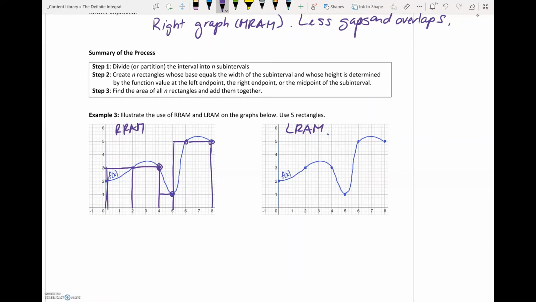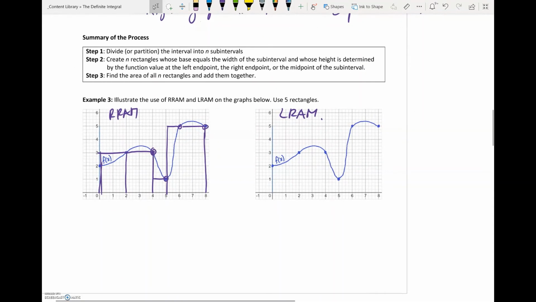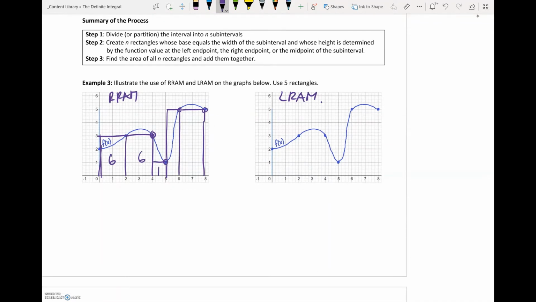And then we're going to find the area of each rectangle and add them together. So this will be 2 times 3, which is 6, 2 times 3, which is 6, 1 times 1, which is 1, and then 1 times 5, which is 5, and lastly 2 times 5, which is 10. We add these all up, and that means we have 28 for the RRAM calculation.